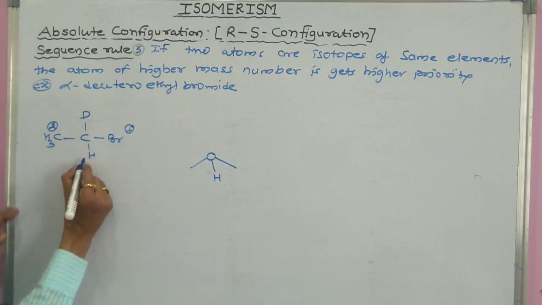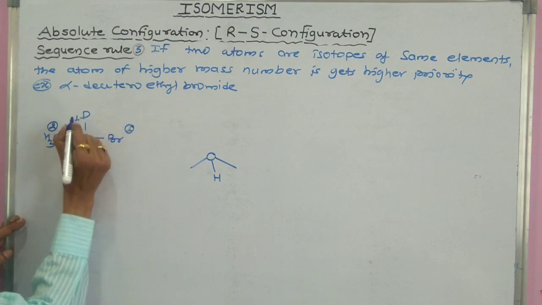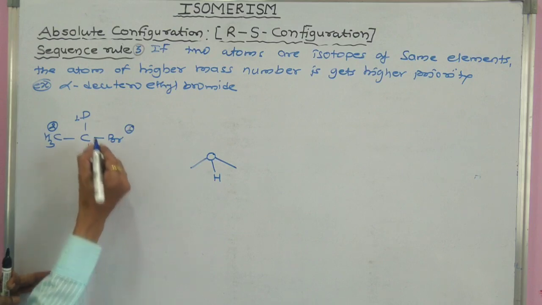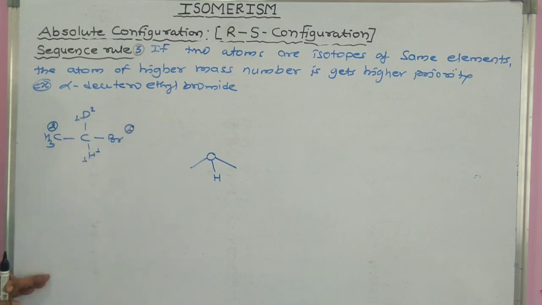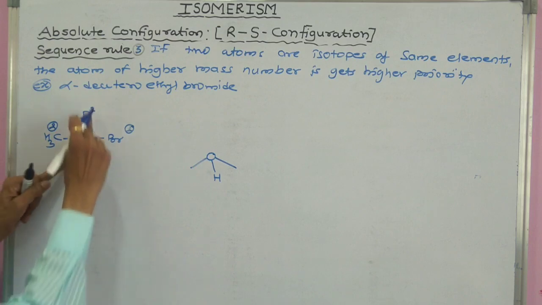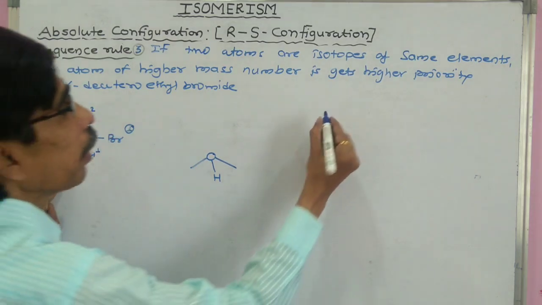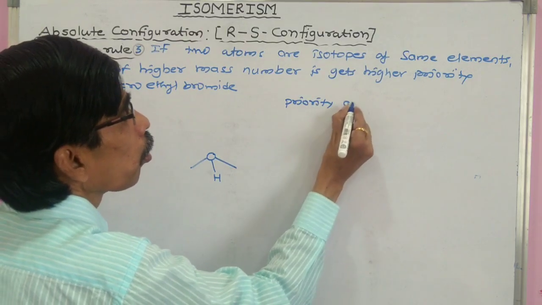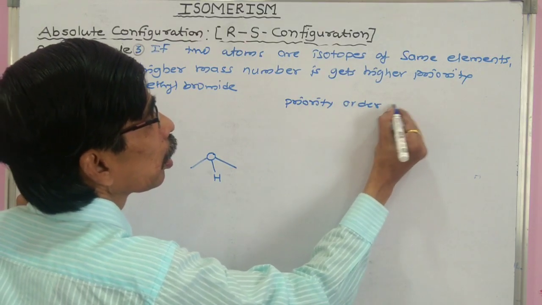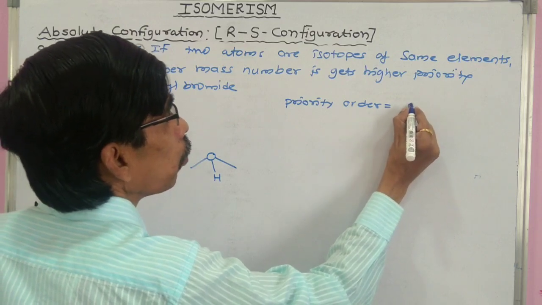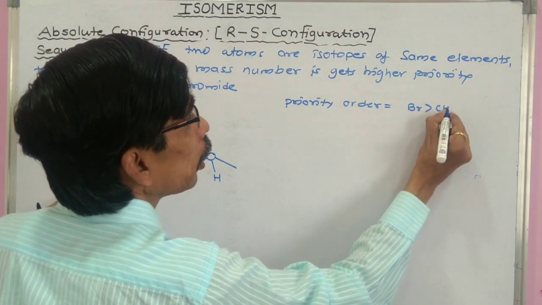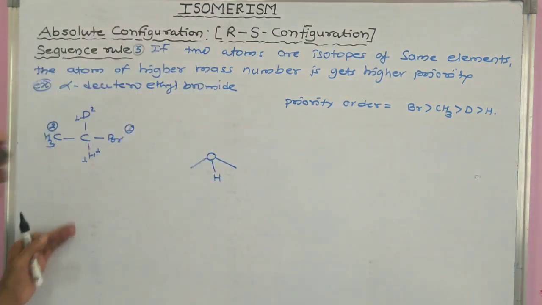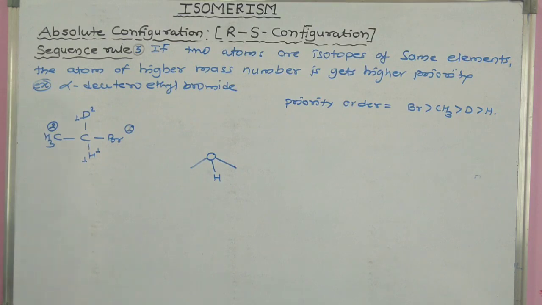Now in this case, the hydrogen atom has atomic number 1, and deuterium also has atomic number 1, but the mass number of hydrogen is 1 and the mass number of deuterium is 2. Therefore, deuterium has higher priority than hydrogen. Therefore, the priority order here is Br is greater than CH3, CH3 is greater than D, and D is greater than H. So H has the lowest priority.